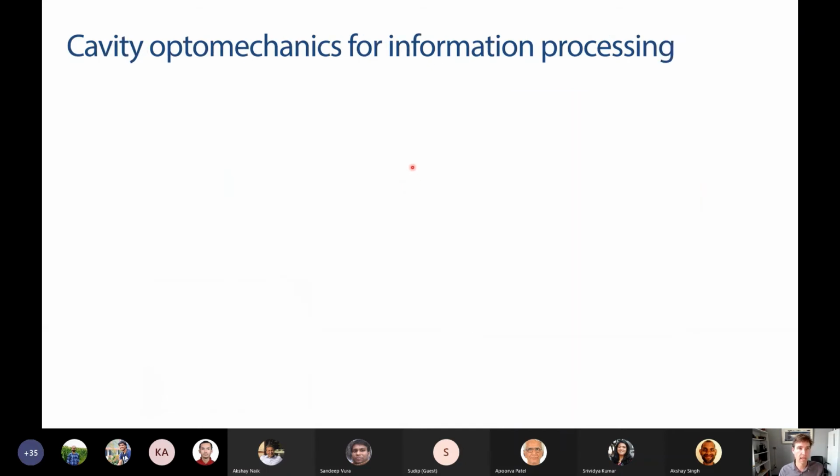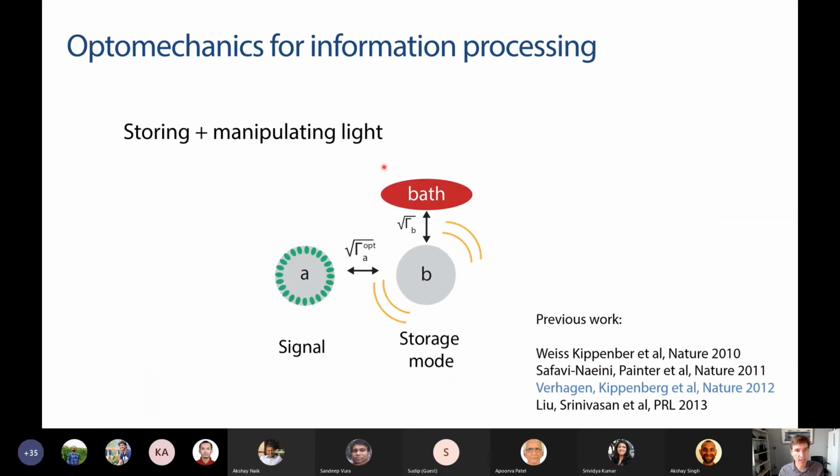So to start with, we'll look at cavitation mechanics for information processing. And the idea is that we have this mechanical mode. It's coupled to an optical resonance through some coupling rate. And it's also coupled to some bath, like phonons in the structure can leak out of our device. And what we've showed is that we can use this device as a memory for light, in the sense that we can take light, couple it, convert it into a mechanical motion, and then convert it back out into an optical signal again at some later time, in a way which is limited primarily by the leakage of mechanical energy into this bath.